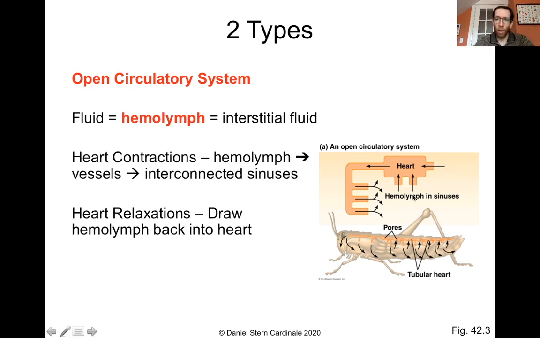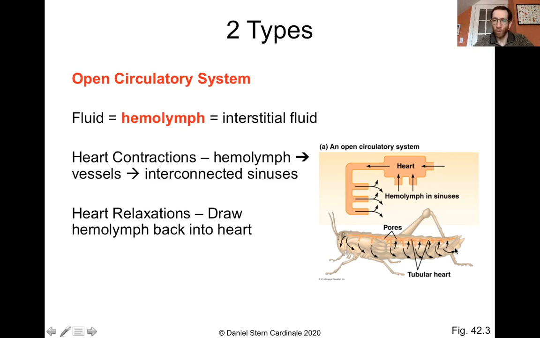If you look at this figure on the right, you can see we have a heart that has vessels leading into it. There are vessels that lead out of the heart, and then those vessels kind of end, and they just dump the fluid out into the rest of the body. So we have cavities in the body called sinuses where that hemolymph is going to circulate. The heart is going to contract, push the hemolymph into the vessels, and then as the heart pushes, the fluid is pushed out of those vessels into those interconnected sinuses. When the heart relaxes, it increases in volume, which draws the hemolymph from the sinuses back up into the heart, and you can restart the process.